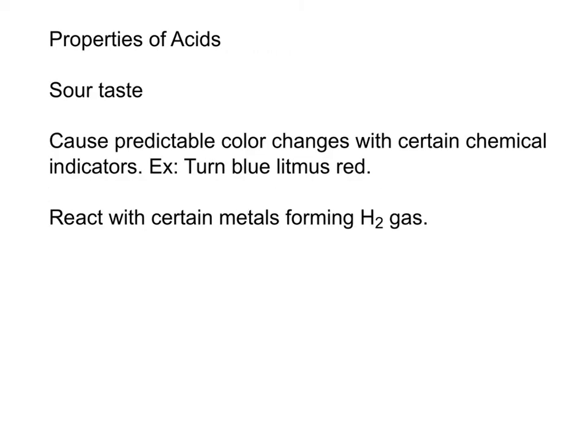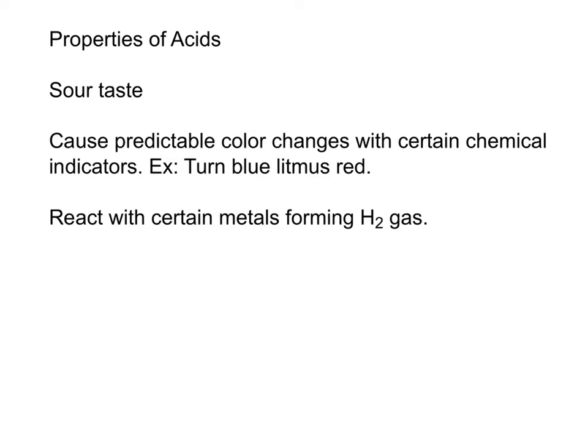Let's do it. So some properties of acids, we've dealt with them a lot in class. If you were to taste an acid, in fact, we actually do taste acids on a regular basis. If you eat oranges, they have a kind of sour taste to them. Vinegar. They cause predictable color changes with certain chemical indicators. For example, they might turn blue litmus paper red, which is a very common indicator for us. And they react with certain metals forming H2 gas. We've done that reaction a number of times, like magnesium or zinc with hydrochloric acid, but they make hydrogen gas.